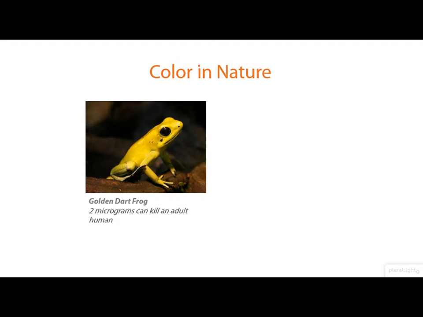Here's an example where we have a golden dart frog. 2 micrograms, hardly any, can kill an adult. That is incredible. So nature has helped us out by making this color bright so that we can know that this frog demands attention. It's not something to be taken lightly. Anytime you see a bright colored animal like this, it's often because there's something that demands your attention.